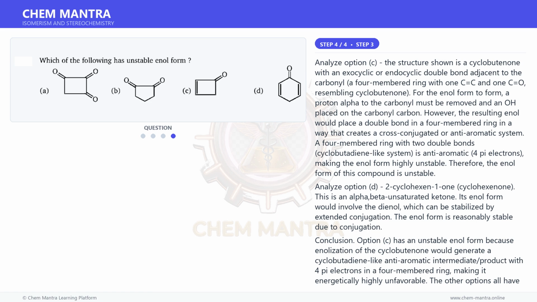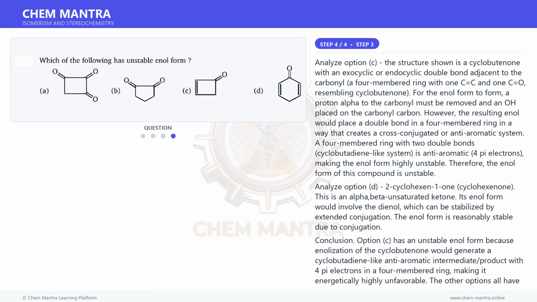For the enol form to form, a proton alpha to the carbonyl must be removed and an OH placed on the carbonyl carbon. However, the resulting enol would place a double bond in a 4-membered ring in a way that creates a cross-conjugated or anti-aromatic system. A 4-membered ring with 2 double bonds, a cyclobutadiene-like system, is anti-aromatic, with 4 pi electrons, making the enol form highly unstable. Therefore, the enol form of this compound is unstable.